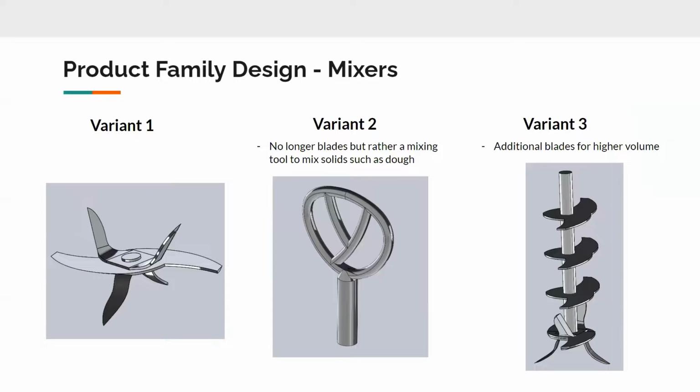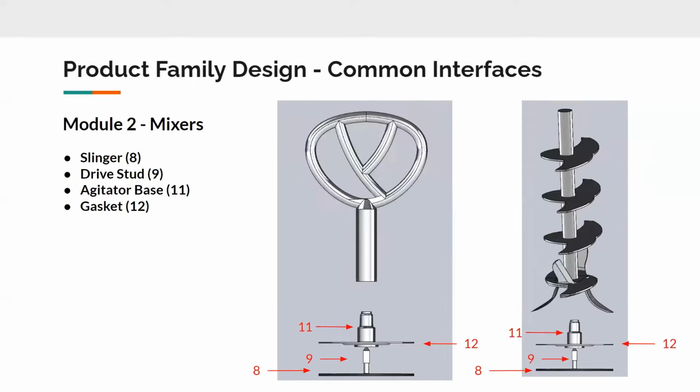Another product family design will be the type of blender mixers. The first mixer is the original blades used to blend and mix drinks. The second variant removes the blades with a tool that will serve to mix solids such as dough. The third variant expands on the first design by increasing the number of blades to accommodate larger volume. As mentioned in the previous slide, the product will incorporate different blades and mixing tools. The common interface of the different variants will include a slinger, drive, stud, agitator base, and a gasket. These will be used to connect the different variants of mixing tools to the entire blender base.